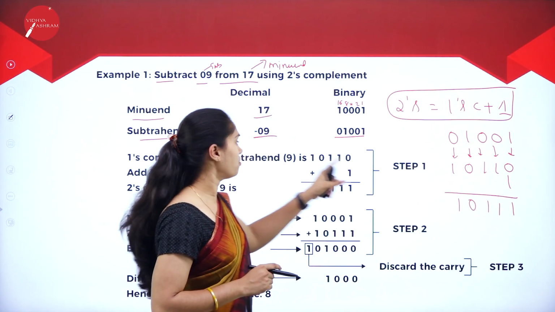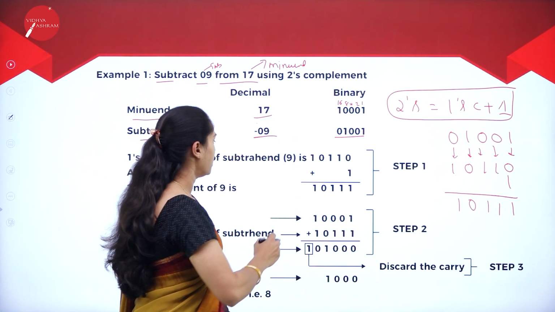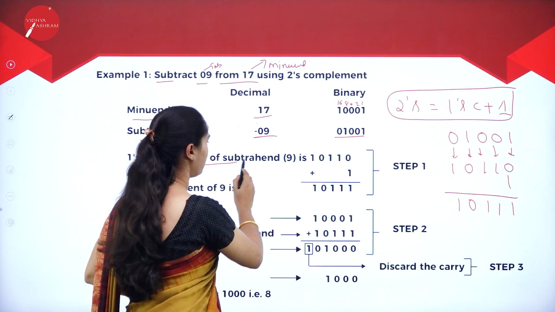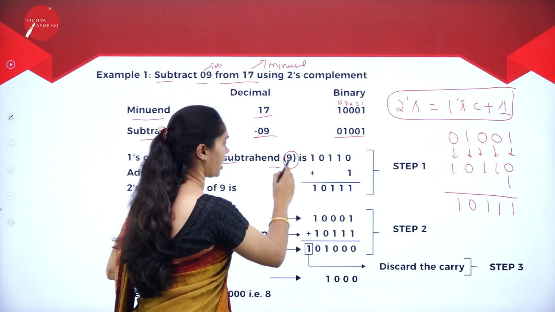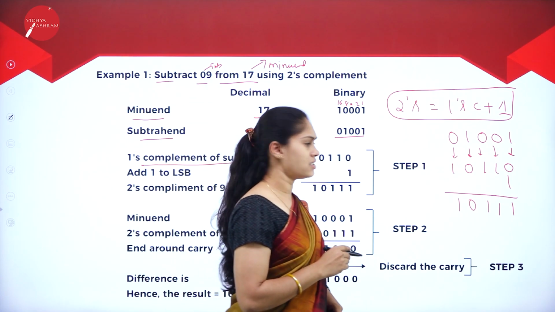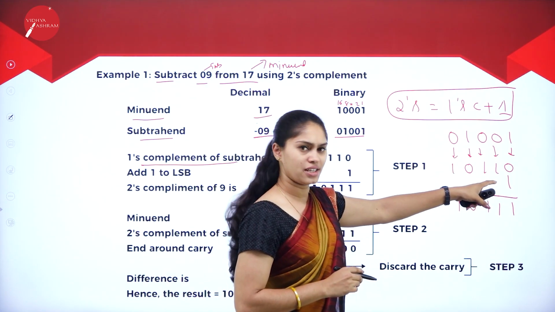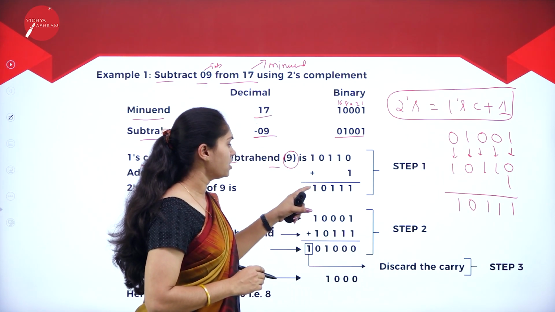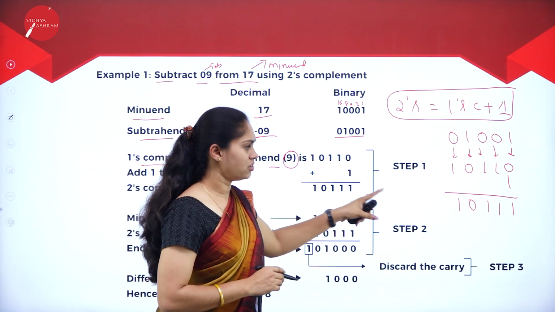That is the value of 17 here. Okay, this is what I have done. The one's complement of the subtrahend, that is 9, is 10110. That is what we got here. I have to add 1 here, then I am going to get 10111.